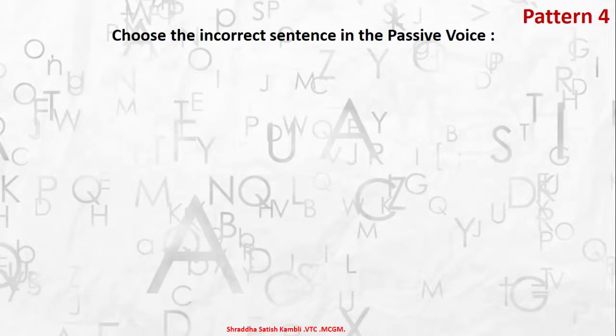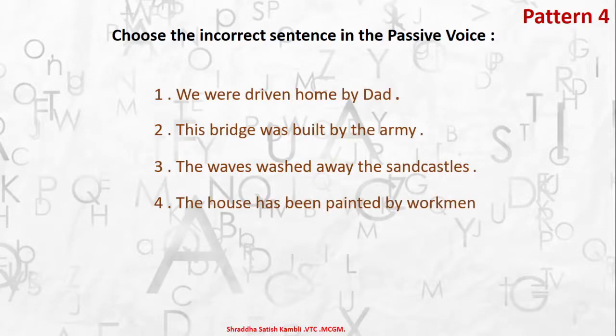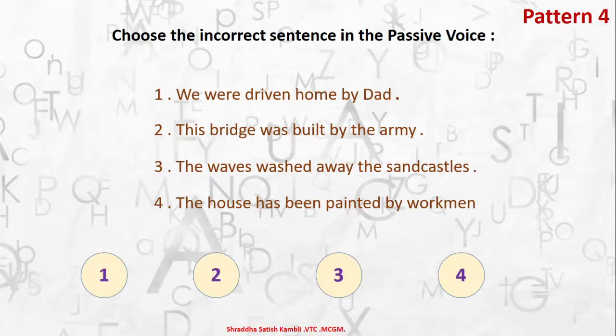So can we start? So here we go. Sentence number 1 says, we were driven home by Dad. This bridge was built by the army. The waves washed away the sand castles. The house has been painted by workmen. So these are the 4 sentences, out of which one is not in the passive voice?